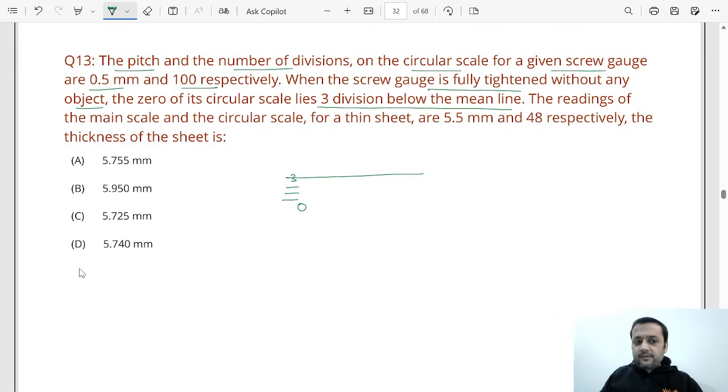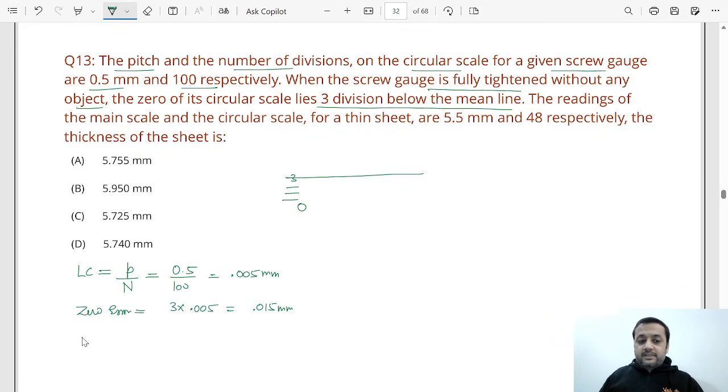So look, first let's calculate the least count. Least count will be pitch upon number of circular scale divisions. That will be 0.5 upon 100. That means 0.005 mm. That will be the least count. Okay. Now what is the zero error? So zero error we know is reading on the circular scale, which is 3 into the least count. So that means this will become 0.015 mm.